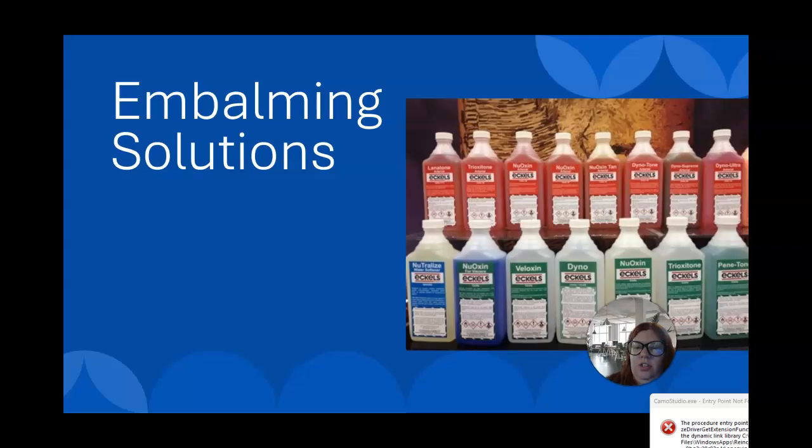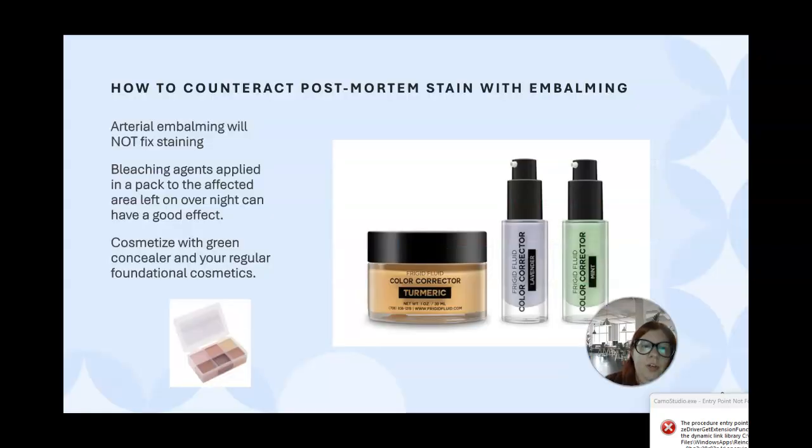Embalming solutions. What we can do to fix this issue actually has nothing to do with these chemicals here. These are all of our arterial solutions. However, how we can counteract this staining is using bleaching agents. There are embalming agents that help bleach certain areas, and you can make a pack with those and put them on overnight. Now, this may not take away the staining completely, but it will help a whole lot.